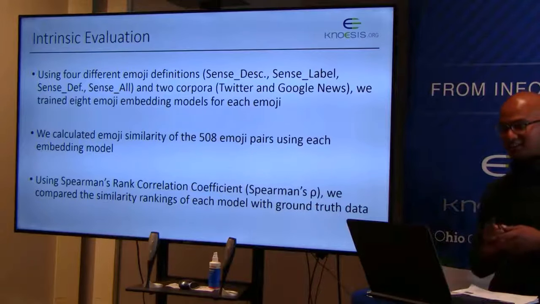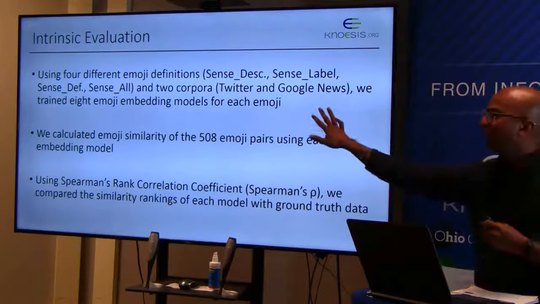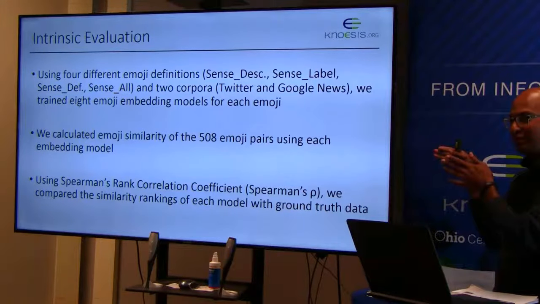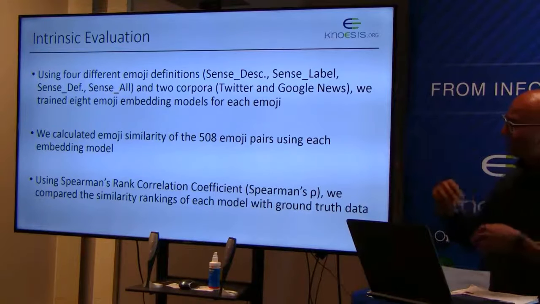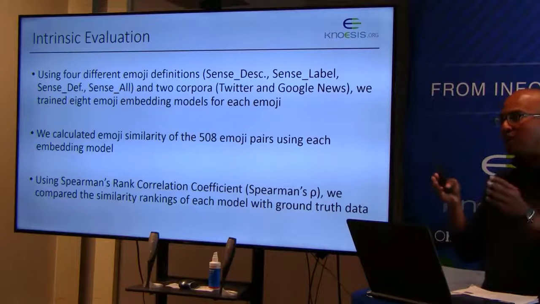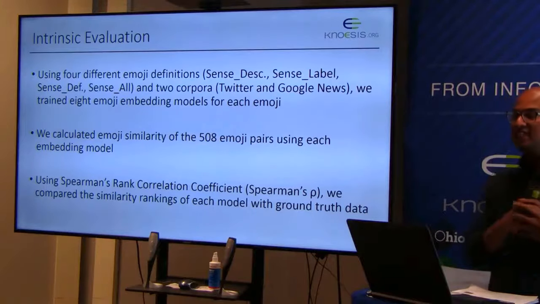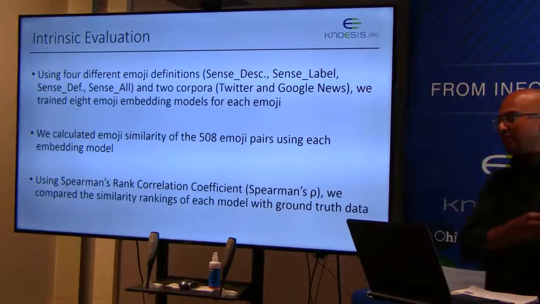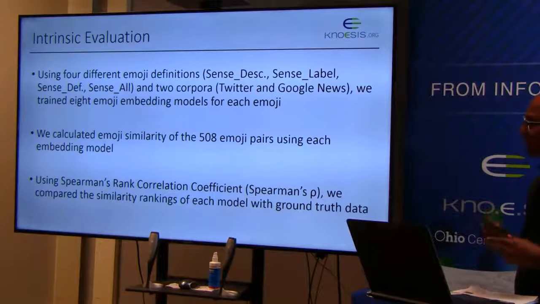As I said, we have four types of definitions and two types of corpora. Altogether, we could come up with 8 different versions of emoji embeddings for one particular emoji meaning. Then we use these emoji embeddings to compare how well these different embeddings could calculate the emoji meaning and how well those calculations align with the ground truth dataset that we created with the help of our annotators. To evaluate that, we used the Spearman's rank correlation coefficient.